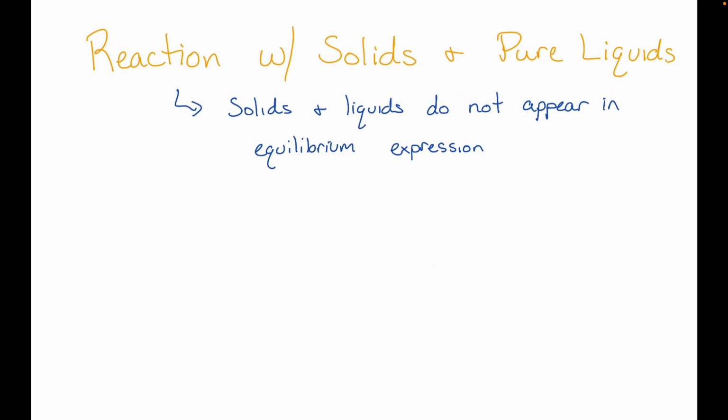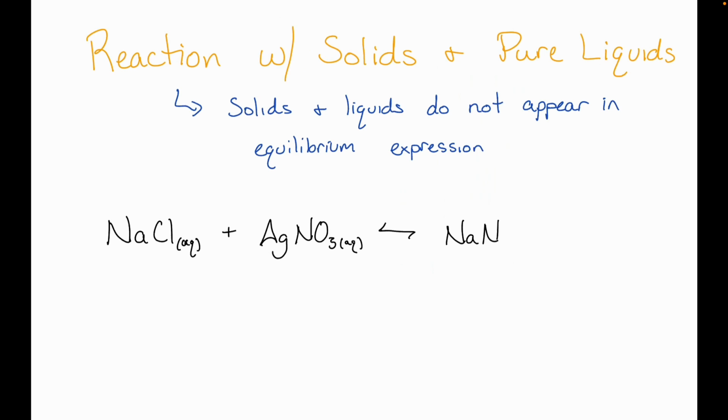Okay, so let's take a look at an example here. Let's say that I was given this precipitation reaction where we mix a solution of sodium chloride with a solution of silver nitrate. And it produces a solution of sodium nitrate and then the precipitate, solid silver chloride. So now we're going to be paying attention to our subscripts very closely when we're constructing our equilibrium expressions.